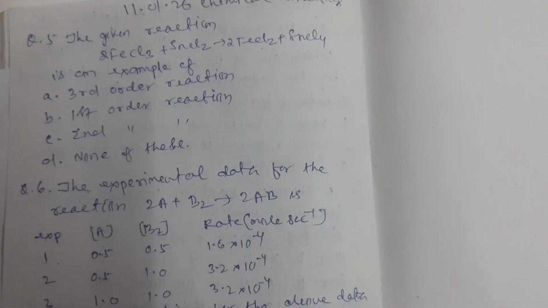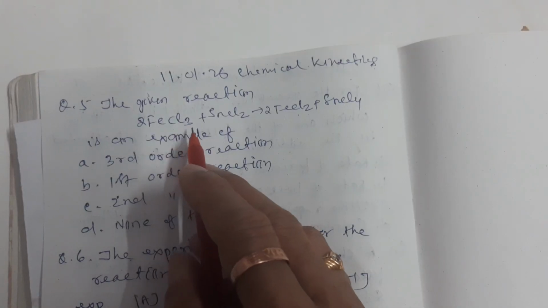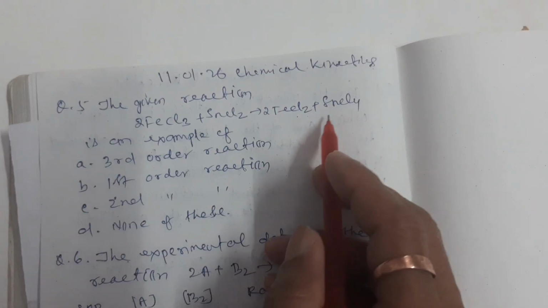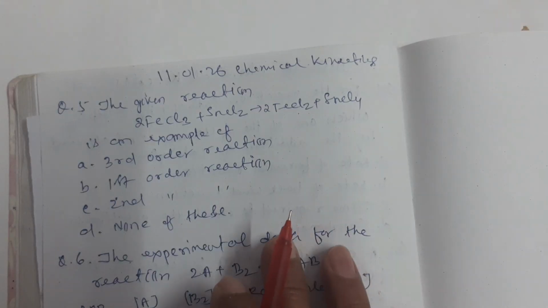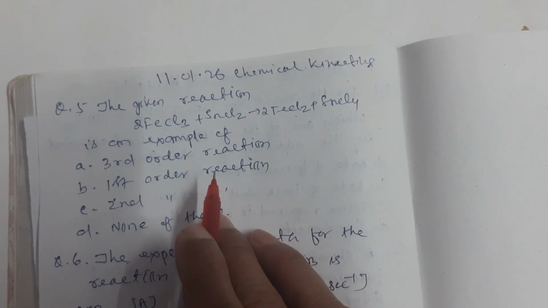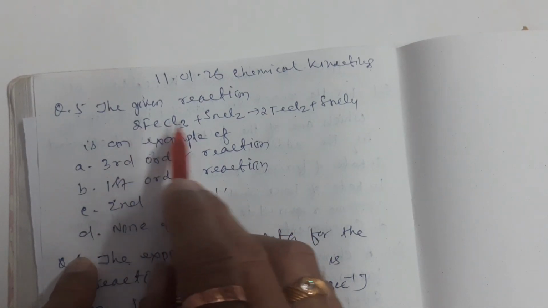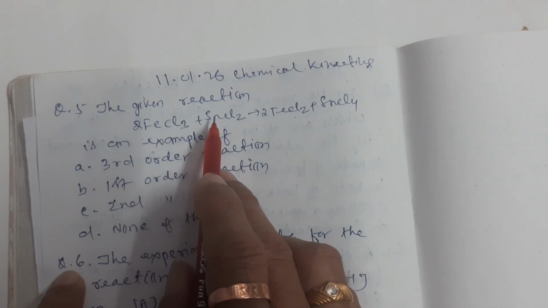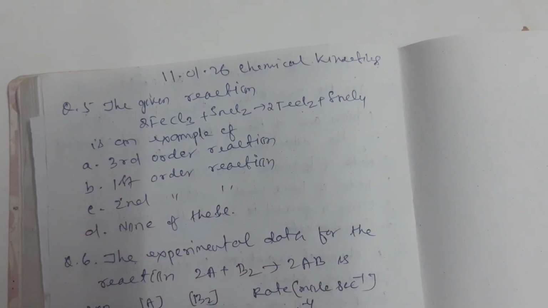Next, question number 5. The given reaction 2FeCl3 plus SnCl2 giving 2FeCl2 plus SnCl4 is an example of what order reaction? Generally, here the number of molecules taking part is 2 molecules and 1 molecule. So it is a third order reaction, by molecularity. Choice A is the correct answer.